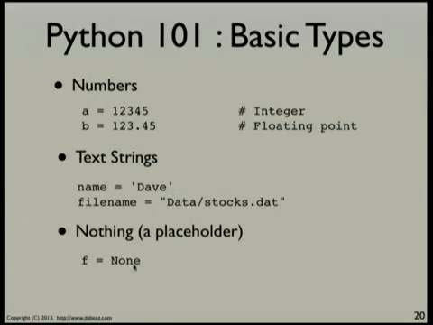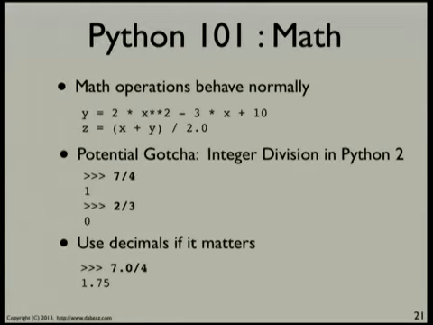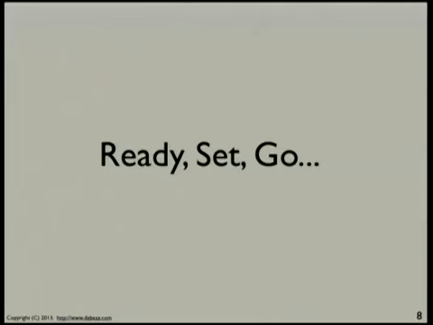None is something that you'll see as a placeholder. It just means nothing. It's like, oh, this is a variable, it doesn't have a value of interest right now. So those are some of the basic types. If you want to do math, Python behaves normally. Let's just get some basics out of the way to start.